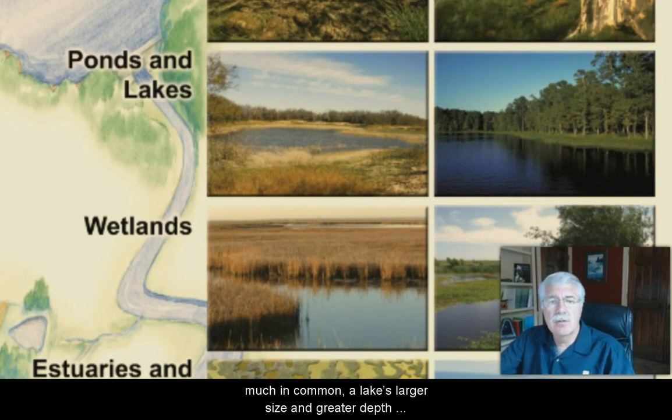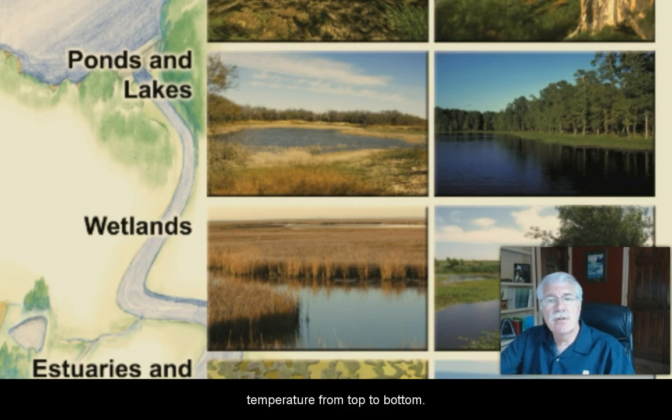Now lakes are bigger than ponds, so they may be too deep for light to reach the bottom and grow plants much beyond the shoreline. While lakes and ponds have much in common, a lake's larger size and greater depth creates differences in the physical and chemical characteristics. This includes changes in dissolved oxygen and the temperature from top to bottom. And we'll cover that in more detail later as well.